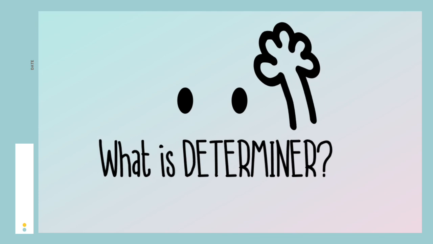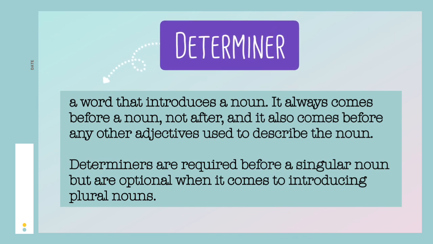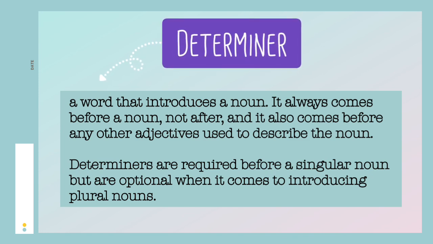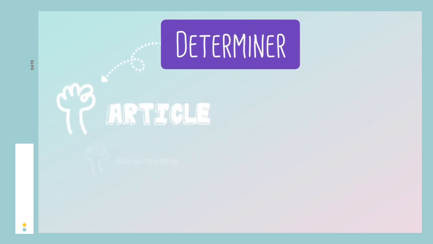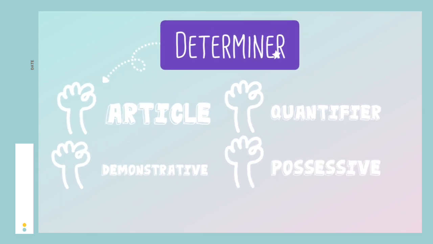What is determiner? Determiner is a word that introduces a noun. It always comes before a noun, not after, and it also comes before any other adjectives used to describe the noun. Determiners are required before a singular noun but are optional when it comes to introducing plural nouns. So that is determiner. We have different kinds of determiner. We have article, demonstrative, quantifier, and possessive.